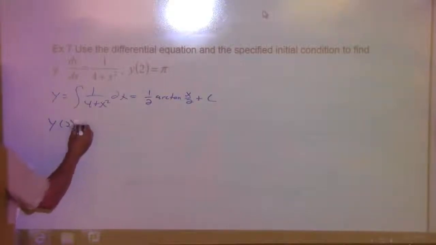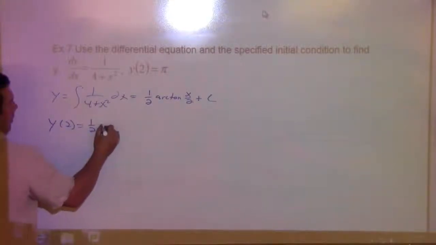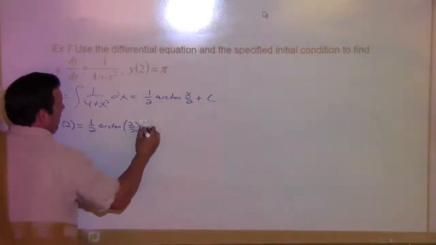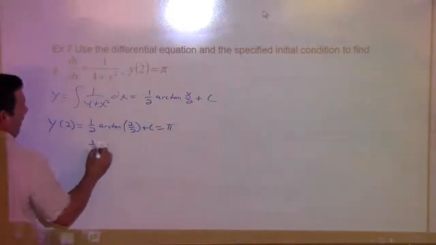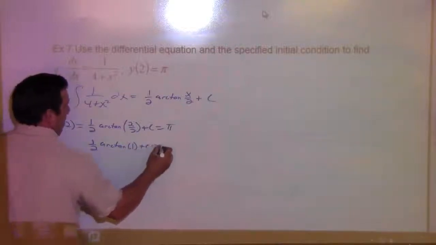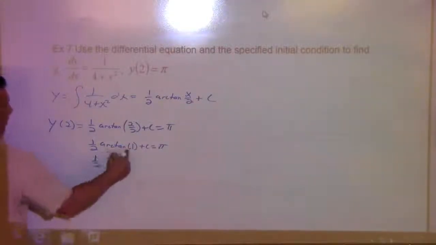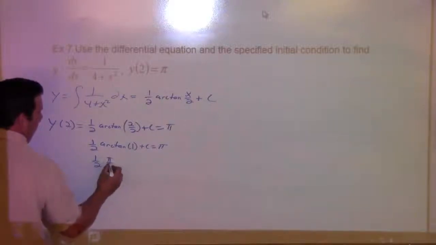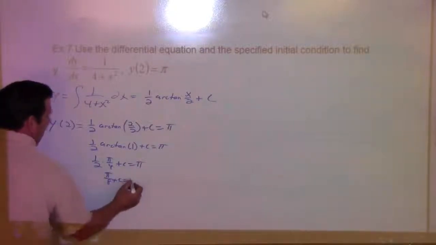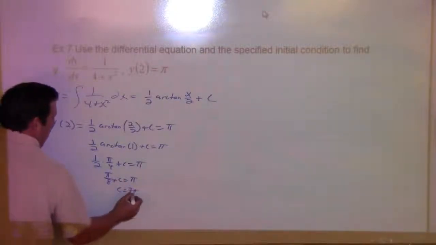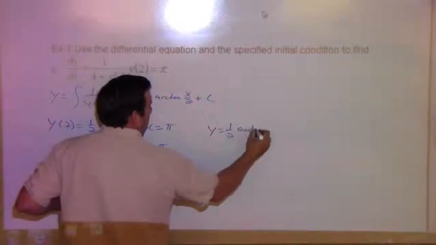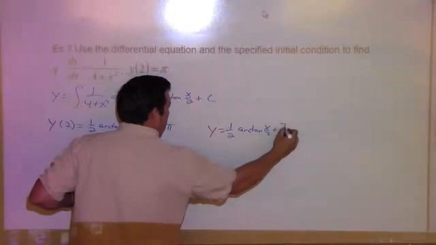Now y of 2 is equal to 1/2 arctangent of 2 over 2 plus c, and that's pi. So 1/2 arctangent of 1 plus c is pi. So 1/2 arctangent of 1 is going to be pi over 4 plus c is pi. So it's pi over 8 plus c is pi. So c is 7 pi over 8. And y equals 1/2 arctangent of x over 2 plus 7 pi over 8.